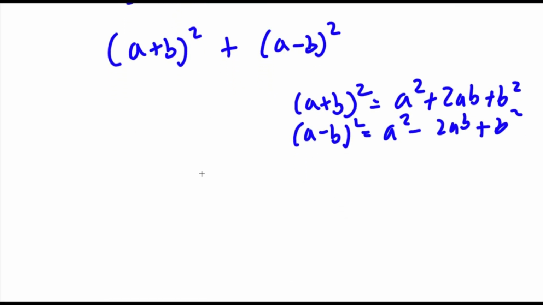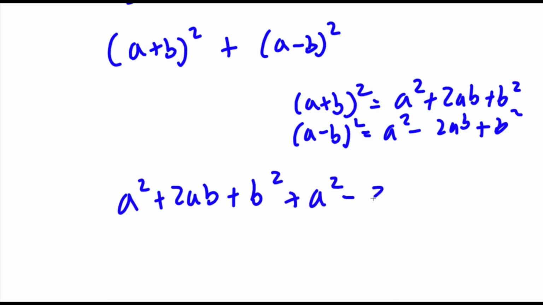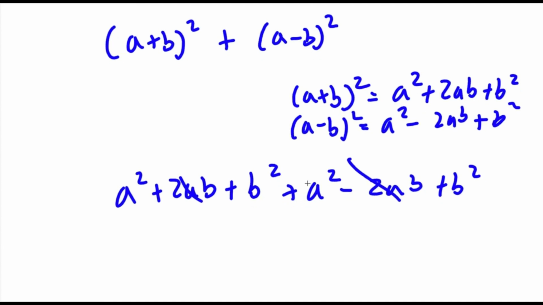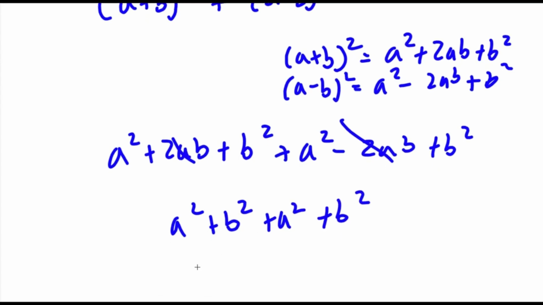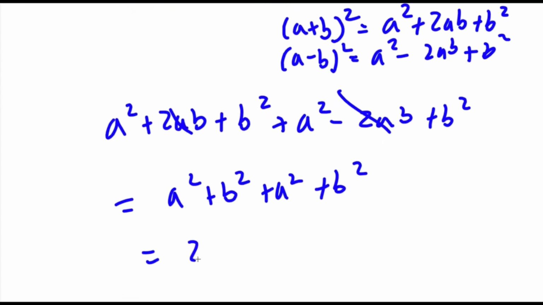So now, if I add these two together, I get A squared plus 2AB plus B squared plus A squared minus 2AB plus B squared. So first off, the 2AB terms will cancel out, and I'll be left with A squared plus B squared plus A squared plus B squared, which is equal to 2A squared plus 2B squared.